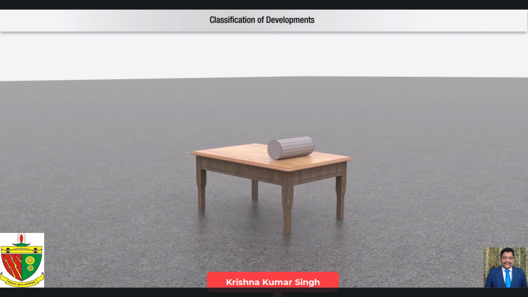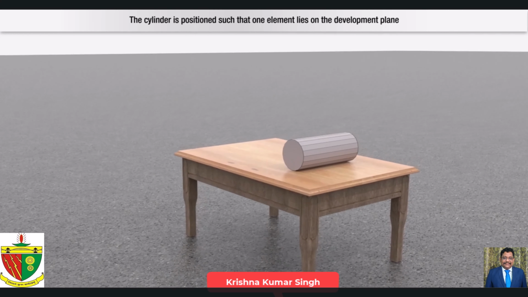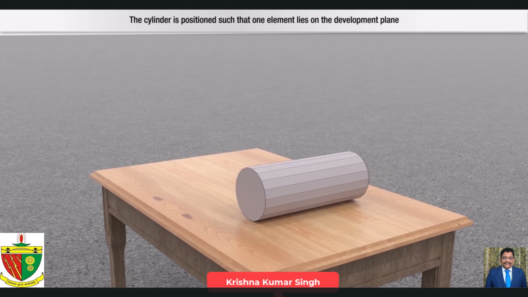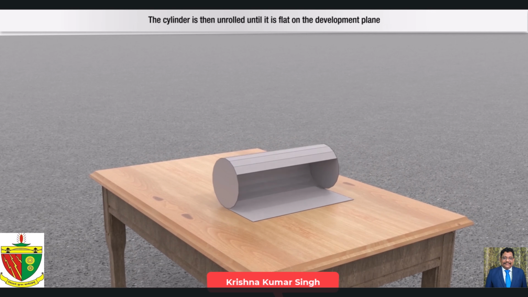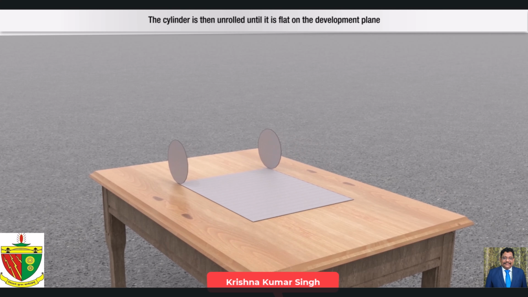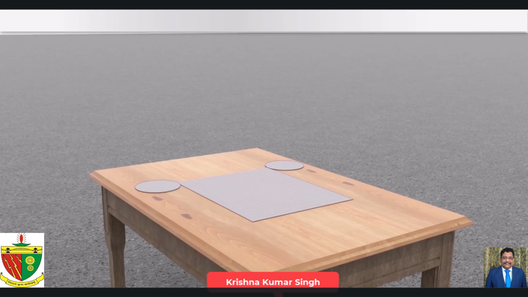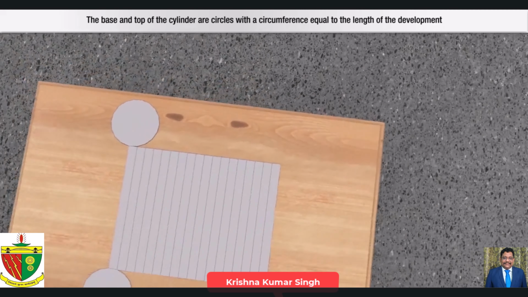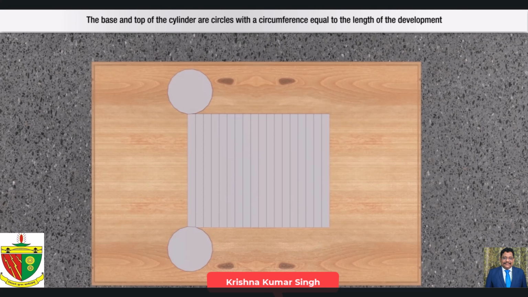Classification of developments. Parallel line development. They are made from common solids that are composed of parallel lateral edges or elements. Example, cylinders as shown. The cylinder is positioned such that one element lies on the development plane. The cylinder is then unrolled until it is flat on the development plane. The base and top of the cylinder are circles with a circumference equal to the length of the development.